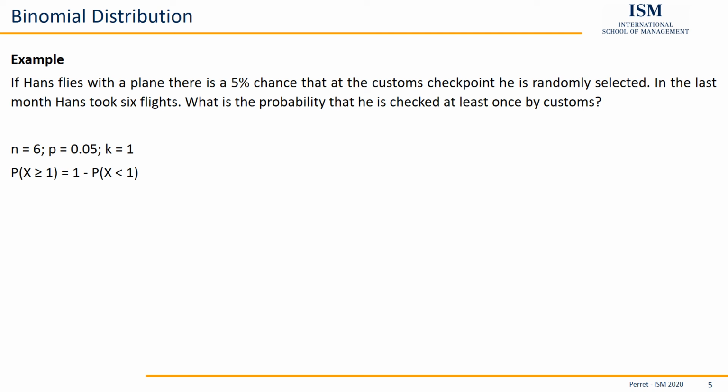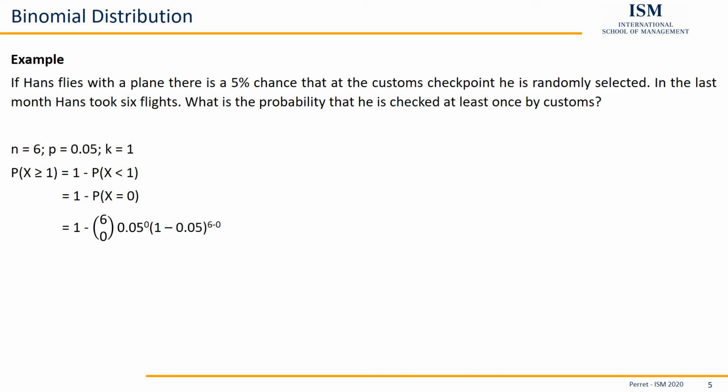We can make this easier if we just turn this around. So instead of greater or equal to 1, we have 1 minus the probability of x lesser than 1. And lesser than 1 translates into equal to 0, because there's only one number which is lesser than 1, and that's 0. So basically we have, in this case, only one probability to calculate.